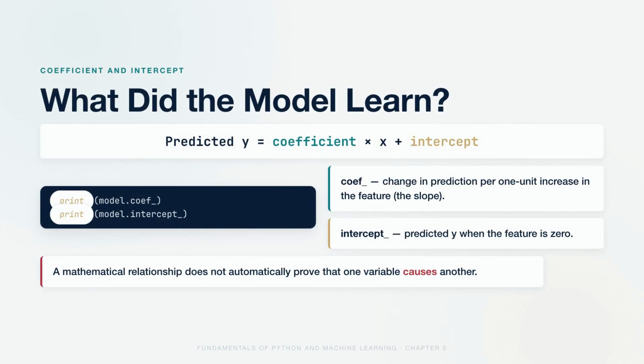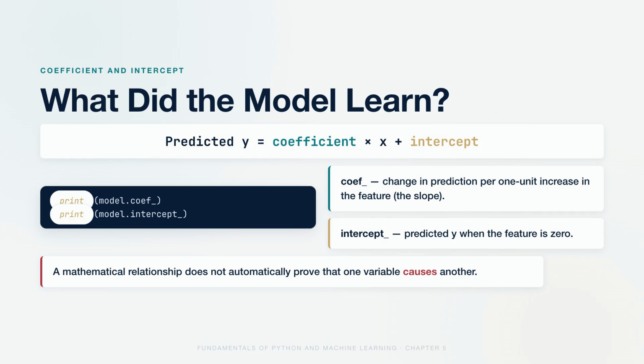A fitted linear regression model provides its learned coefficient and intercept. The coefficient represents the expected change in the prediction when the feature increases by 1 unit, while other included features remain fixed. With one feature, the coefficient acts like the slope of the line. The intercept represents the predicted y value when the feature value is 0. We can access these values through model.coef_ and model.intercept_. These properties help us inspect the relationship learned by the model.